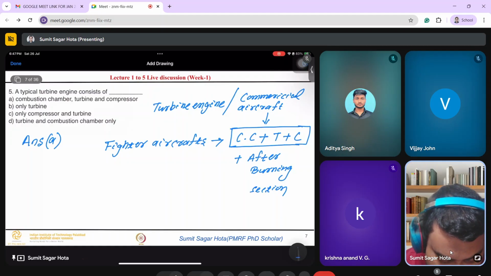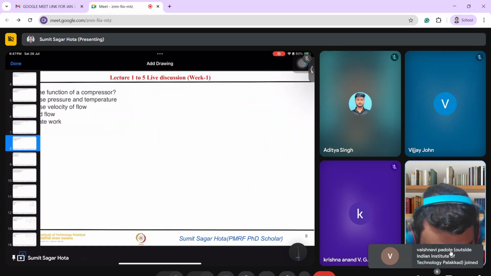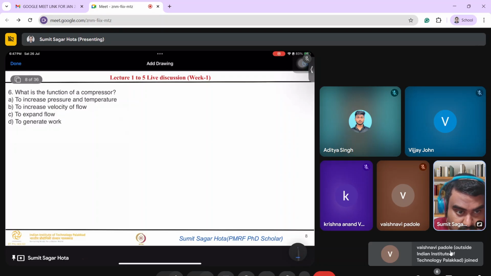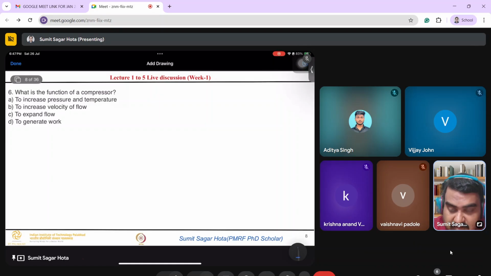Okay, let's go to the next. Okay, so the next one. What is the function of a compressor? It's very simple: to increase the pressure and temperature.